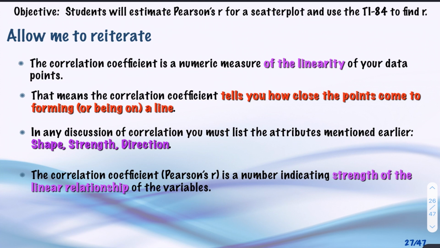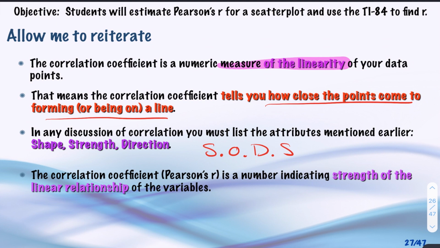Before we do, allow me to reiterate. The correlation coefficient is a numeric measurement of linearity of your data points. That means the correlation coefficient tells you how close the points come to forming or being on a line. In any discussion of correlation, you must list out the attributes mentioned earlier. So we're talking about the strength, the shape, the direction, and any outliers. You are remembering SODs. The correlation coefficient, which we call Pearson's r, is a number indicating the strength of the linear relationship of the variables. Okay, so where does this come from?